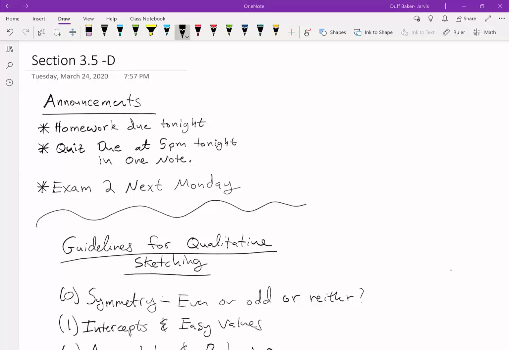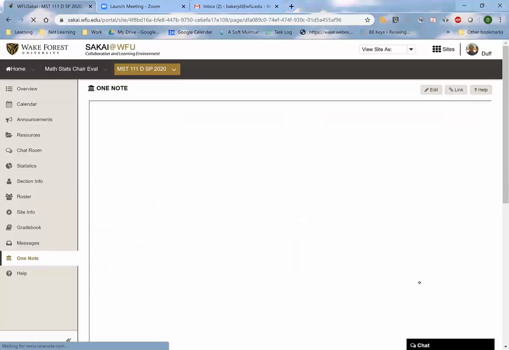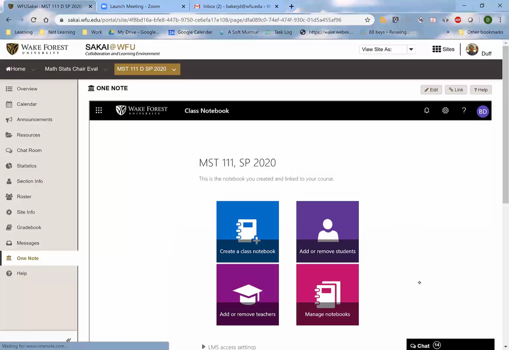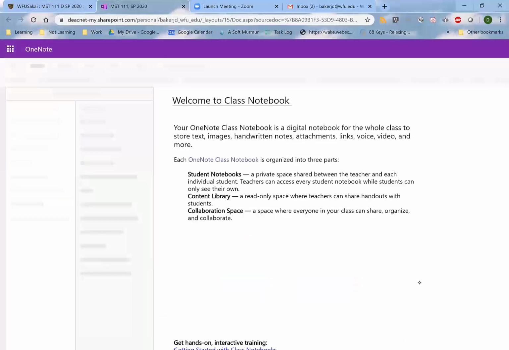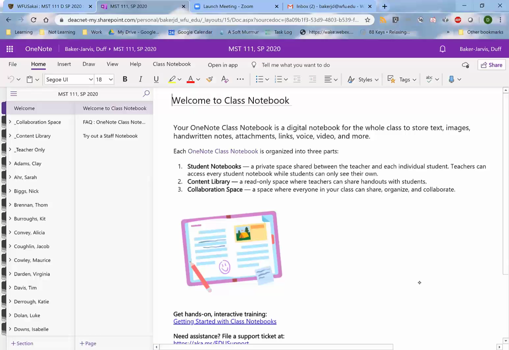I wanted to start by briefly talking about, again, how you submit your quizzes. Let me go back over to Sakai. The easiest way to submit your quiz will be to log into Sakai, and then in the bottom left over here, there's a link called OneNote, and it'll ask you to sign in. You should sign in with your Wake Forest email, and you'll end up with a different screen, but it should take you to a OneNote notebook, and you won't see everybody's, you'll just see yours.